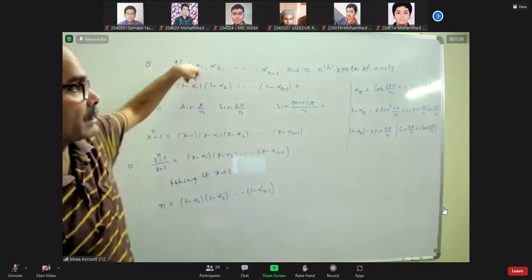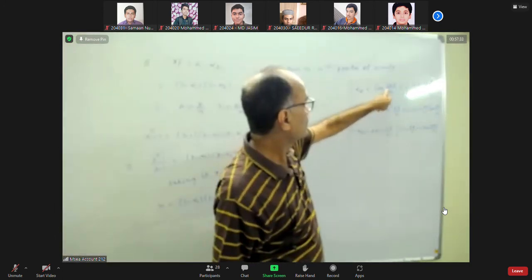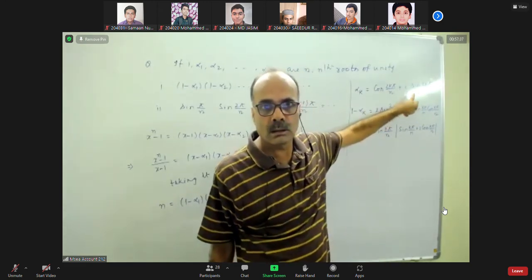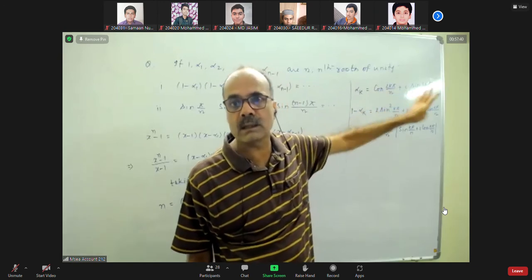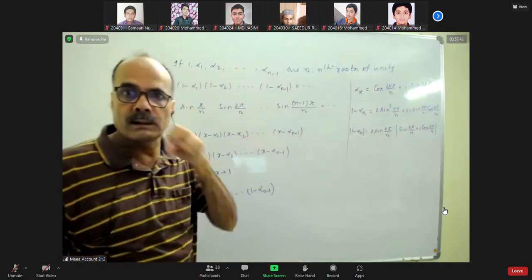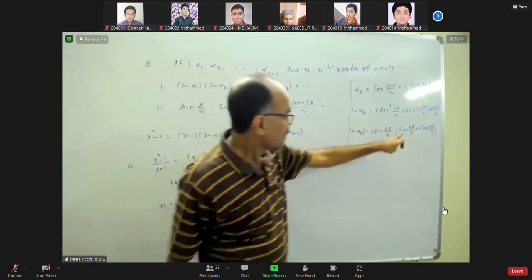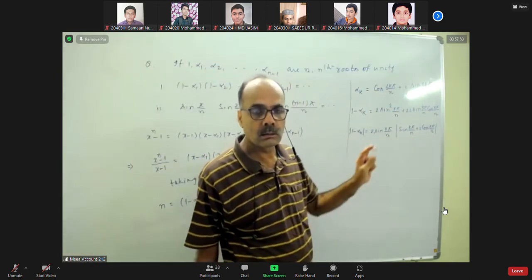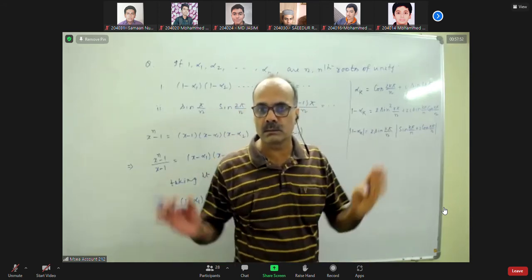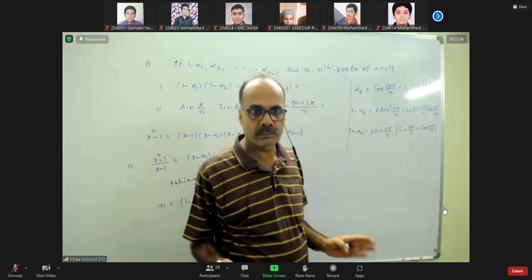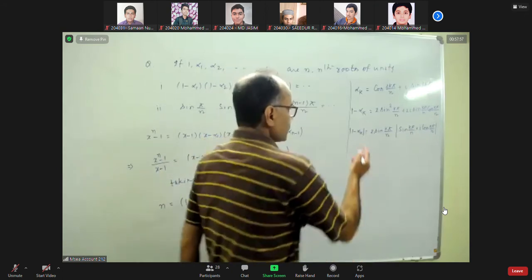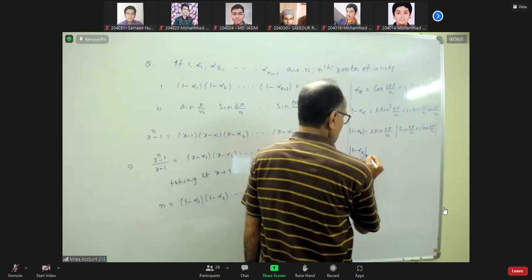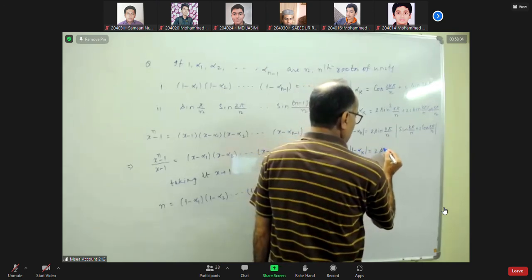Basically, what is alpha 1? Alpha 1 is cos 2 pi by n plus I sin 2 pi by n, the nth root of unity. Alpha 2 will be cos 4 pi by n plus I sin 4 pi by n. Okay. Now, what is the magnitude of this complex number? Sin theta plus I cos theta, modulus is 1, since sin square theta plus cos square theta is 1. So, mode of 1 minus alpha k equals 2 sin k pi by n.